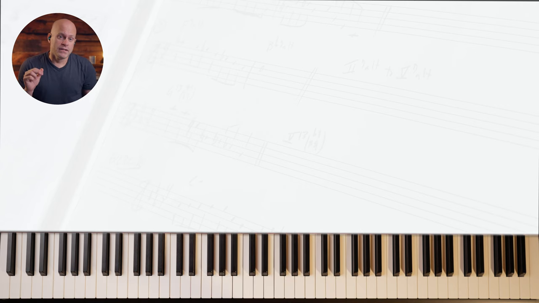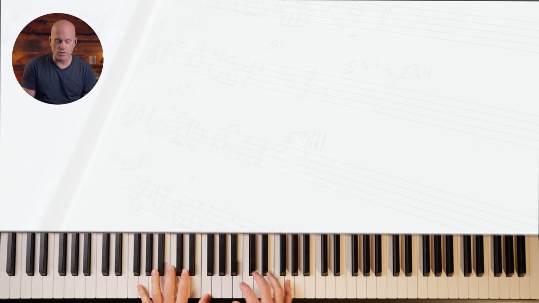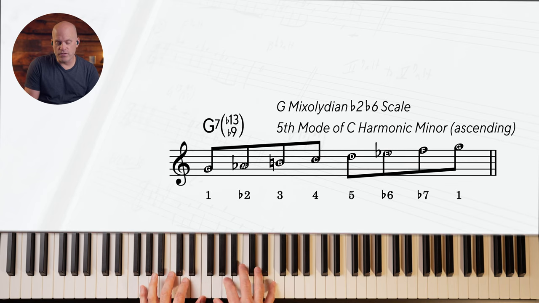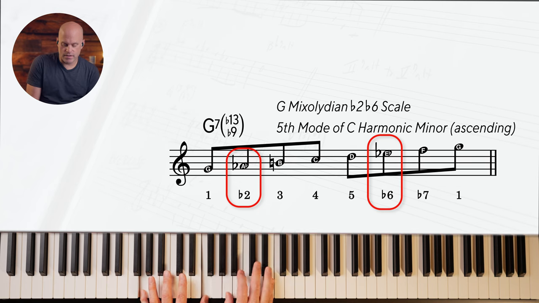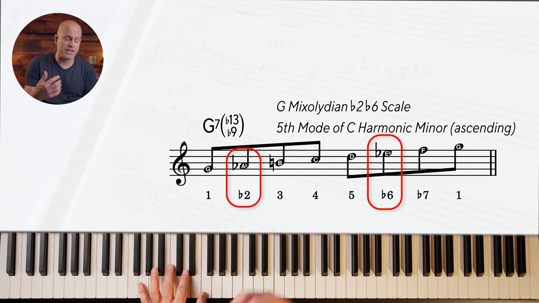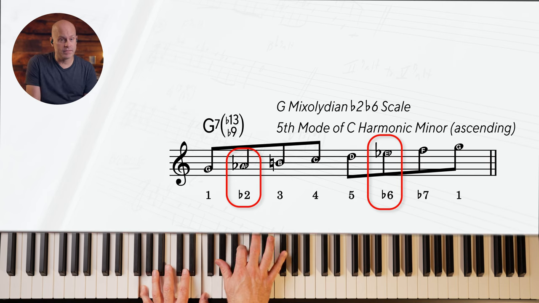Okay. Next one. Mixolydian flat 2, flat 6. This is also the fifth mode of the harmonic minor scale. So if we take G Mixolydian, we've got the natural 2, 3, 4, 5, natural 6, 7, 1. Now if we flat the 2 and the 6, there's the natural 2 and the natural 13, also the natural 9. Now if we flat the 2 and flat the 6, it gives us a flat 9, flat 13 chord.